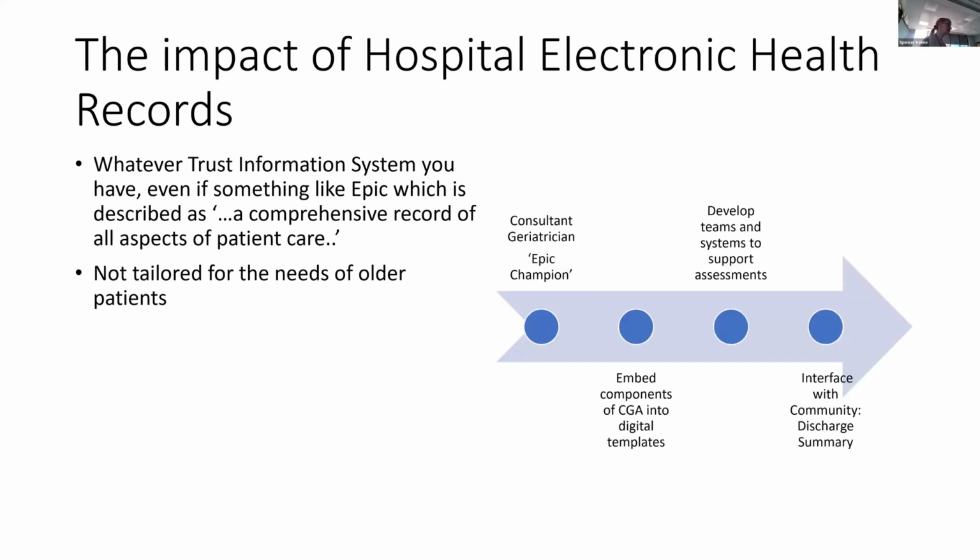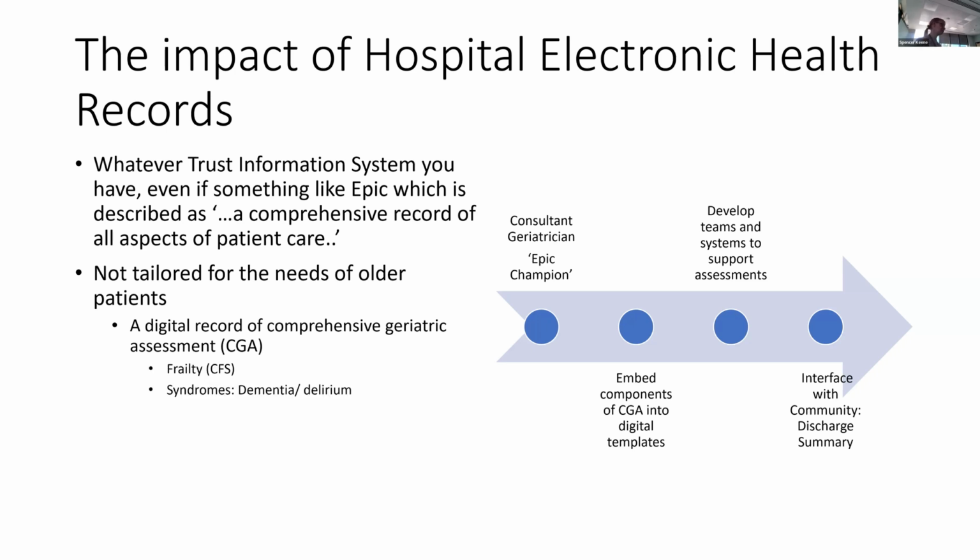So you have to embed yourself into your digital healthcare team or e-hospital, whatever it is. And then you have to embed those metrics and components that are important to you, your patients and your specialty in that record system. And in our case, that was obviously embedding a digital record of CGA, particularly focusing on frailty and the frailty syndromes that we thought were likely to be important. You then realise that this is a great system, a great record, but it's not going to do the clinical assessments for you.